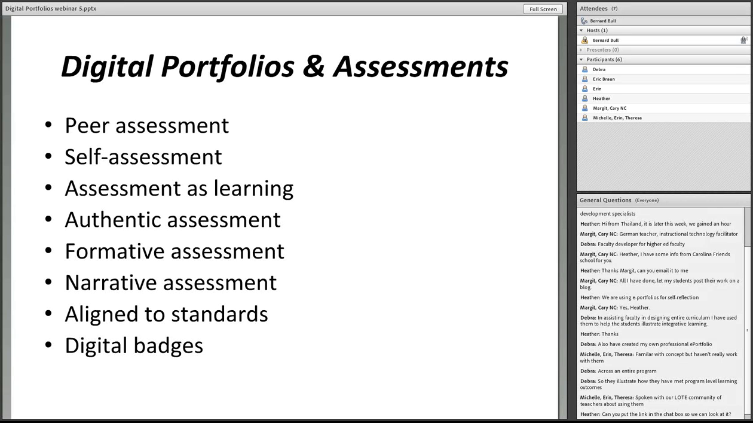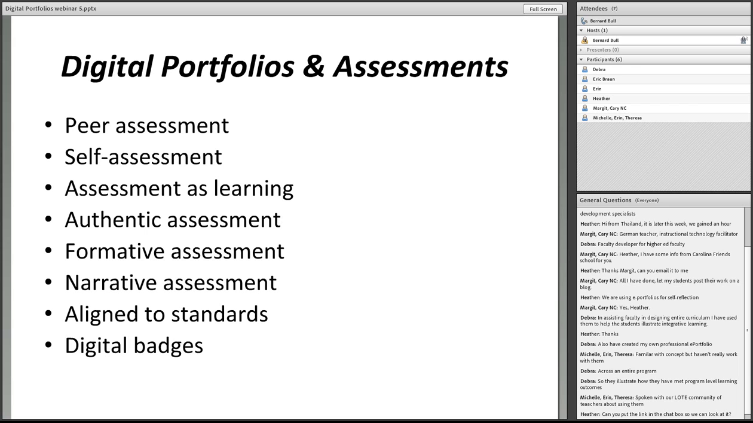Of course, there's self-assessment. This is a big part of the portfolio where the learners are actually thinking and reflecting about their own learning and evaluating their own work. There's assessment as learning, where the learners are learning about learning, right? This is probably one of the models for assessment where students are most engaged in the assessment process when we're using a digital portfolio. In fact, in many cases, the learners are driving the assessment process.